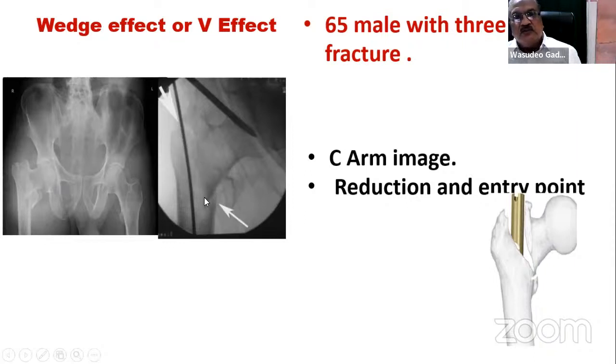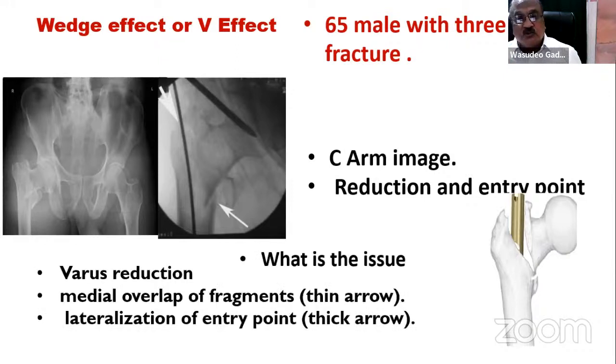It is not well reduced, and you can also see the guide wire is not from the medial side or tip of the trochanter, but it is lateralized through the fracture side. This is the fracture side, and the calcar beak is inside. So the guide wire is passed through the unreduced fracture.